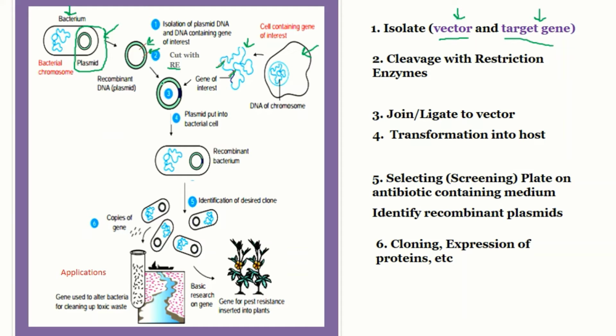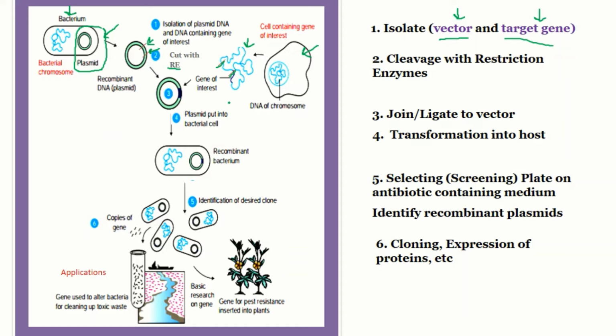Step number 3, join or ligate into the vector. So now we have our plasmid DNA, which we already cut and removed this section. So the section of DNA that is our interest, now you insert into the vector, and for this we usually use an enzyme called ligase enzyme.